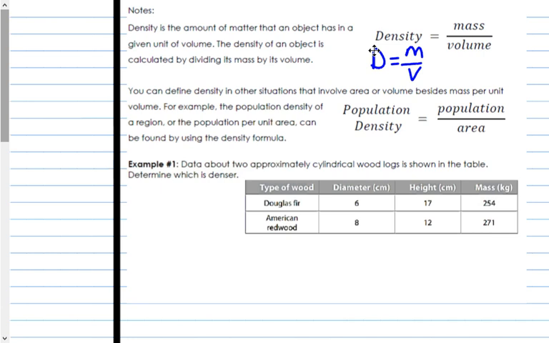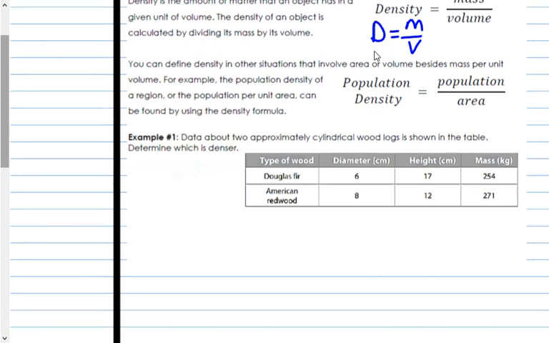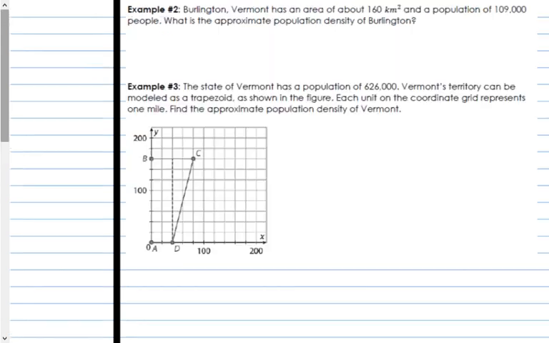And we would use population density to help us determine when to build schools, or when to build restaurants, or when to expand roads. So that's the real life application of population density. So we're going to do example number 1 together in class because it has multiple parts. But let's do example number 2.